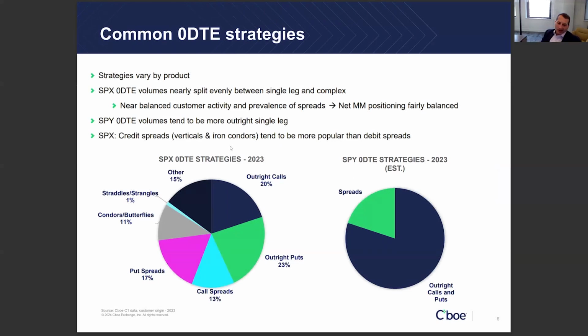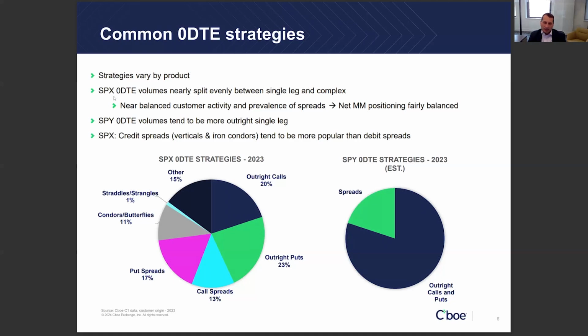So common 0-day strategies vary by product. SPX volumes, historically, and this predates 0DTE, typically in SPX we see more complex trades. What a complex trade is, if you think of a vertical spread, or a bull call spread or a bear put spread, those are complex trades. When we say single leg, it's just buying a call outright or buying a put outright. So index and particularly SPX volumes are nearly split evenly between single leg and complex.